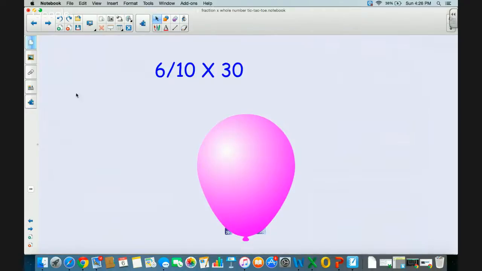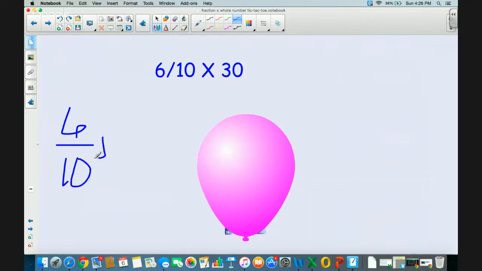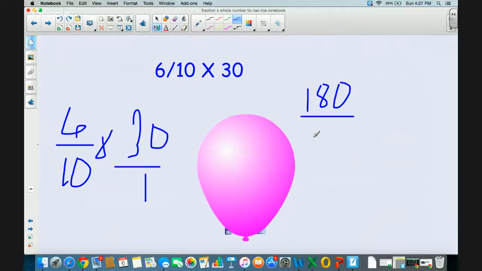All right, 6/10 times 30. So let's write down 6/10 times 30. And since that's a whole number, it'll be 30 over 1. Ooh, this is a good one. So you should have gotten 180 over 10.